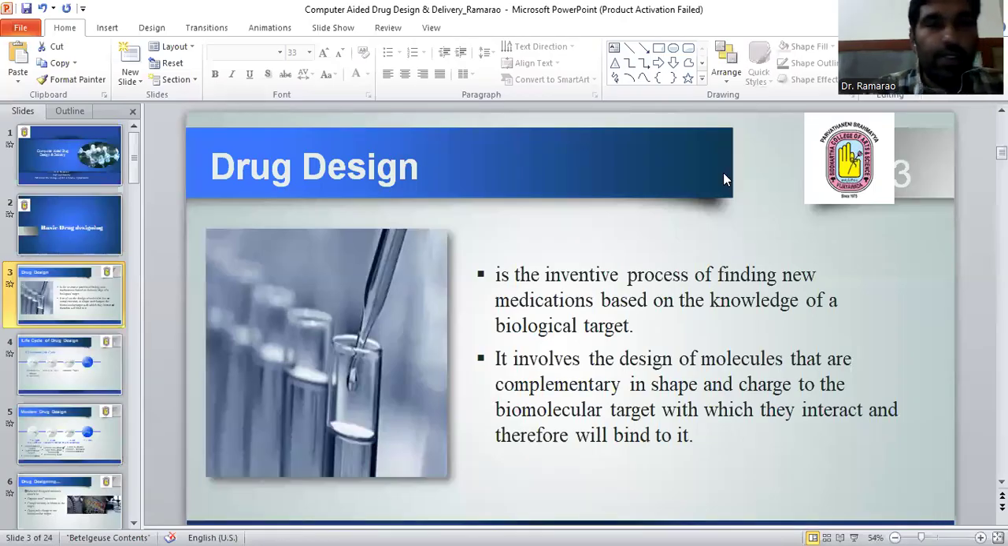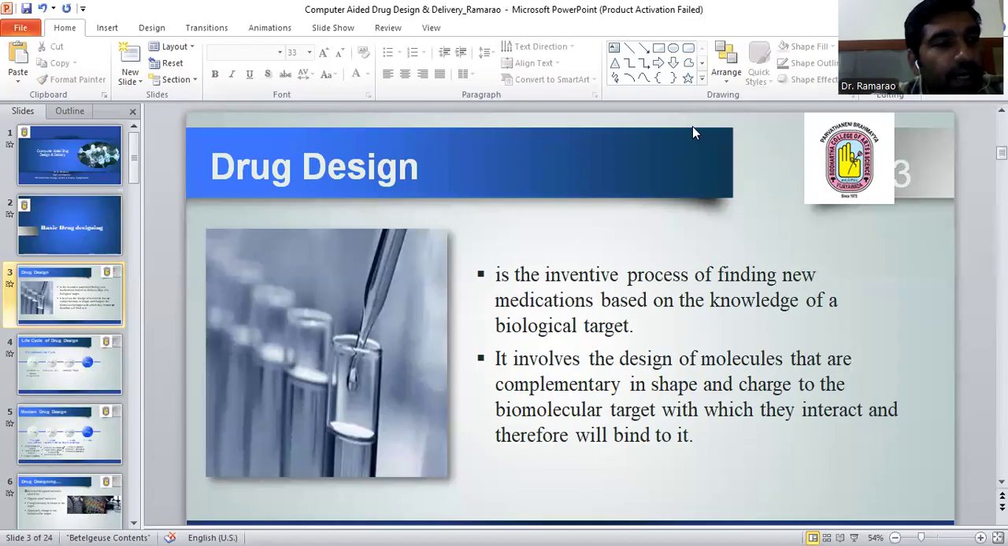Hello everyone. Today we are going to discuss computer-aided drug design and delivery as part of our syllabus in advances in chemistry. Many drugs obtained from natural sources are highly valued, but most of the drugs used in modern medicine are produced from the advances of synthetic chemistry and biotechnology.